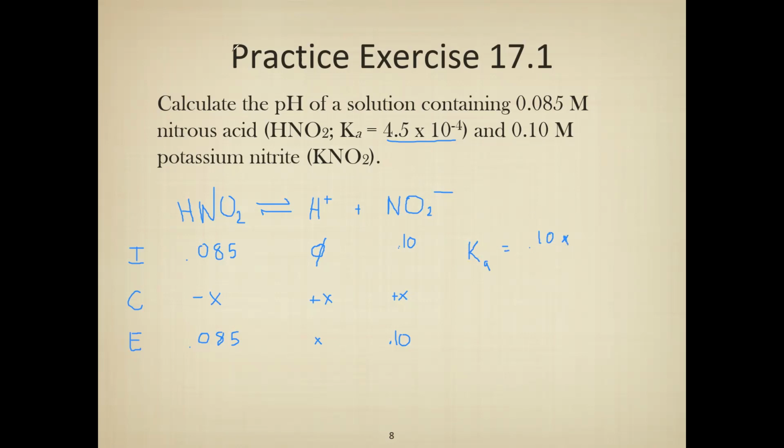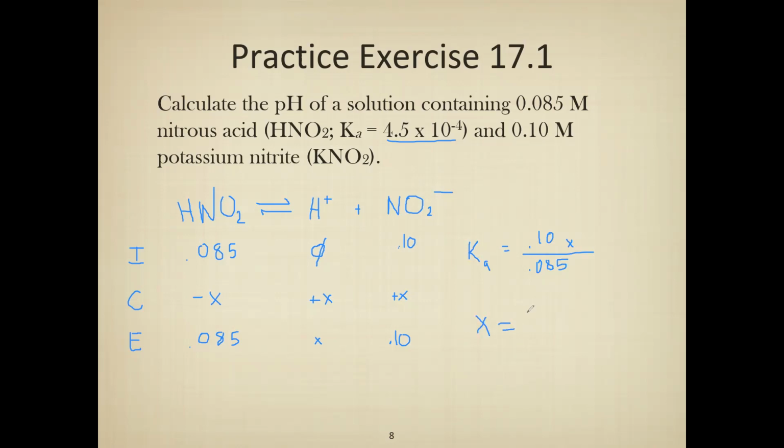Let me do that a little bit neater. Let me make this decimal a little bit bigger. So 0.1x over 0.085. And then at this point, we can cross multiply. I didn't plug in what this number actually is, but we'd have 4.5 times 10 to the negative fourth here. So we could cross multiply that by either 0.085 divided by 0.1.